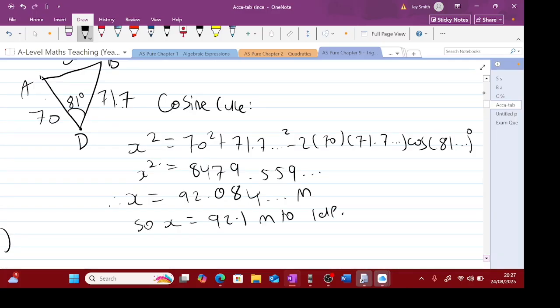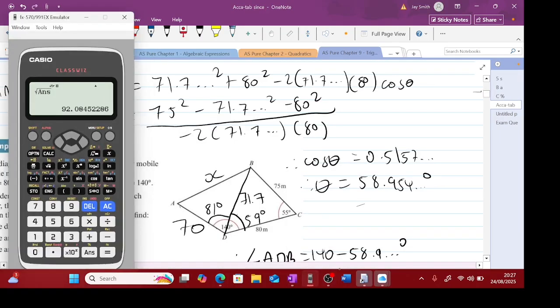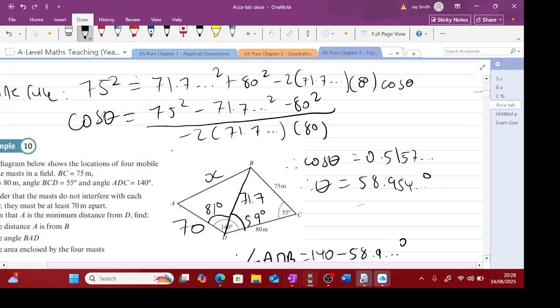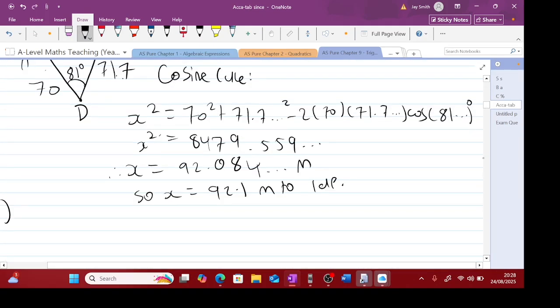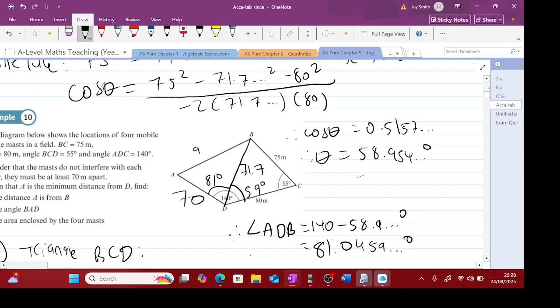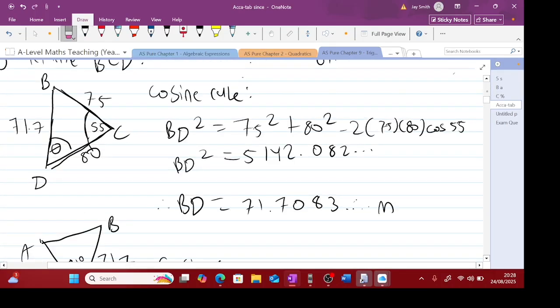Okay, cool. Now again, that's only part A. I might need to use that working again, so I'm going to store that then as D, the next letter. There we are. Okay. So now I know the distance from A to B. So that's part A done, which is 92.1. And again, I can start to fill in my triangles here.